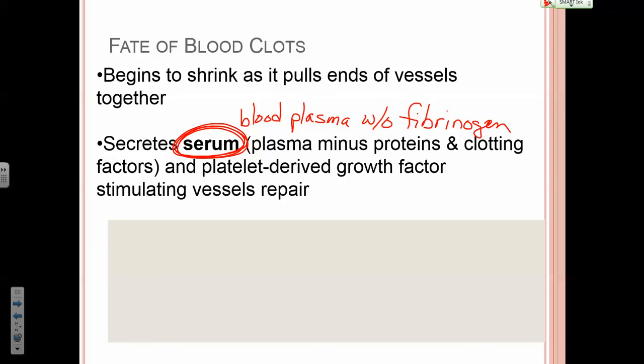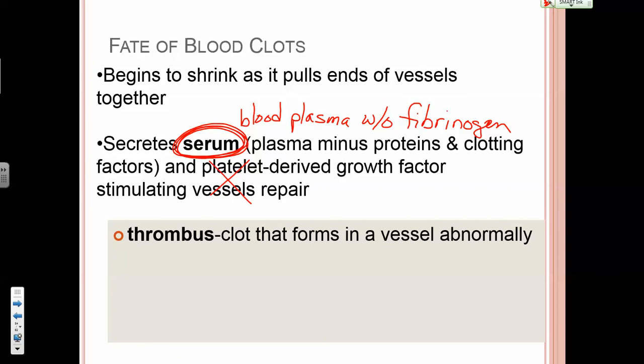So don't worry about this part on your test. But after a clot is formed, there are events that occur after the clot to help get everything repaired. And that's what some of this is talking about. But I do want you to know what serum is.